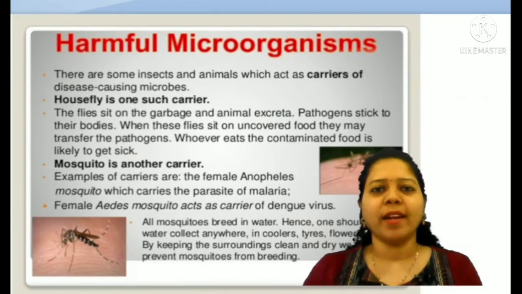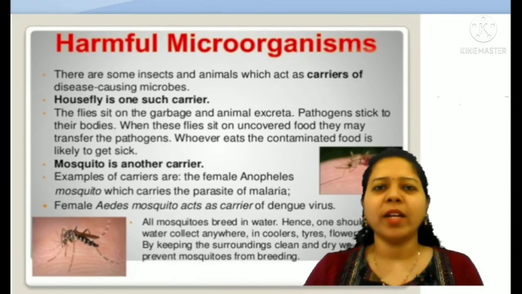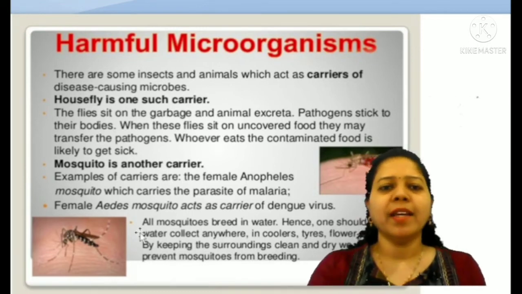Harmful microorganisms. We'll see some examples of microorganisms and how they are harmful for us. There are some insects and animals which act as carriers of disease-causing microbes. Housefly is one such carrier. Houseflies carry microorganisms which spread diseases.